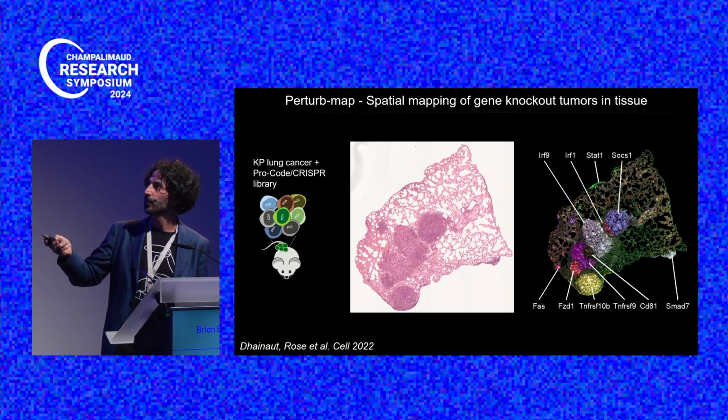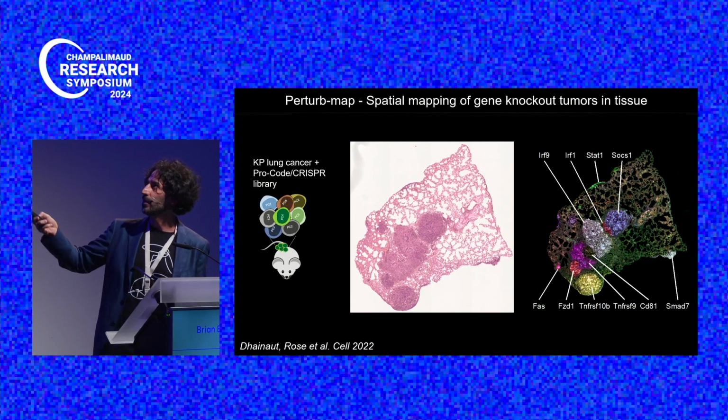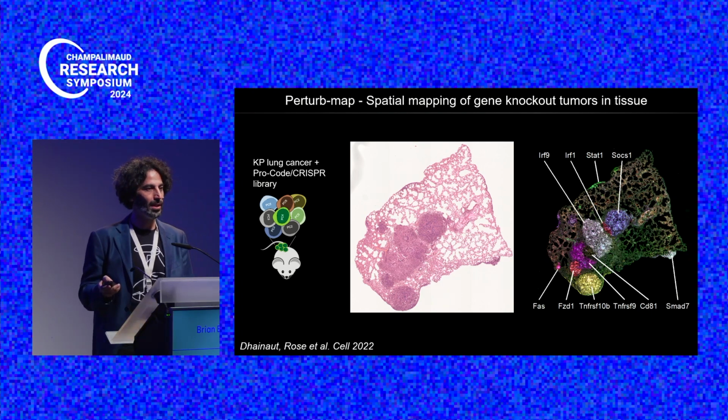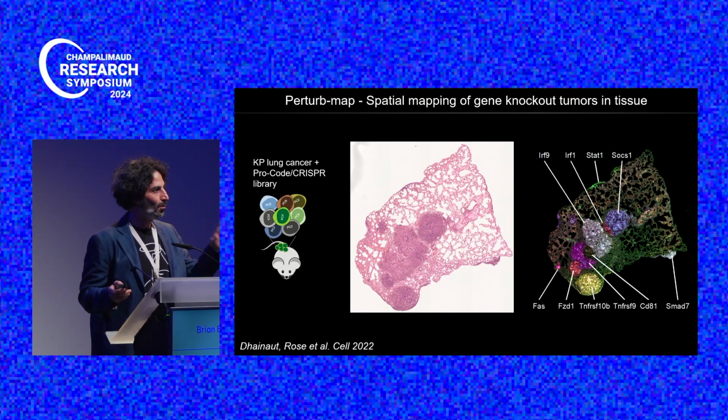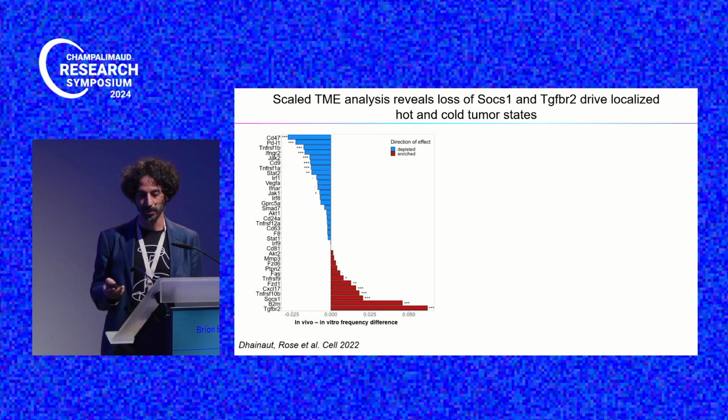We can now read that out. There's one lobe of a lung, and you can see that each of these has now been labeled with a particular gene knockout that they're carrying. And now whatever phenotype you can stain for, you can analyze in what we call PerturbMap.